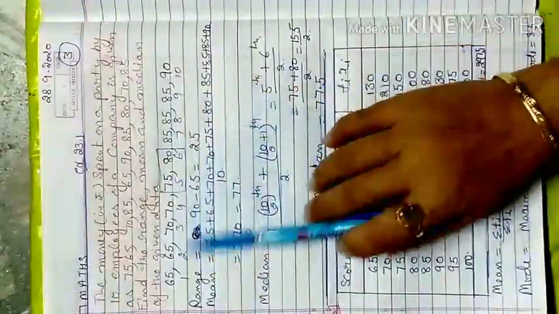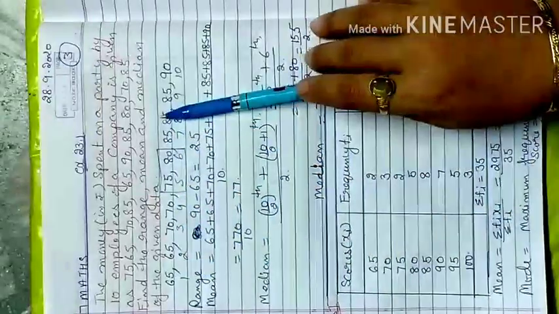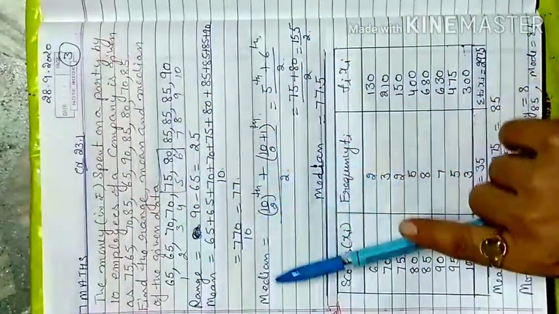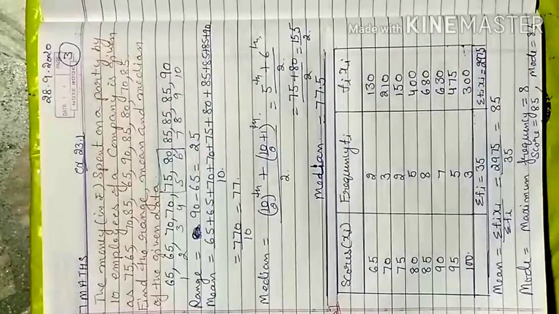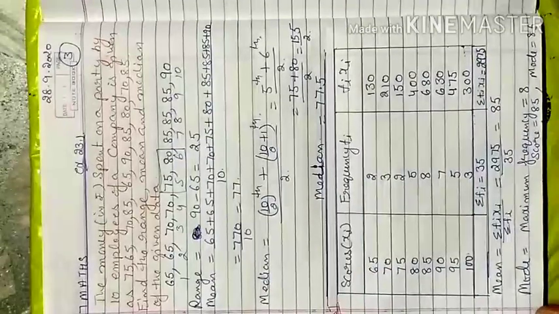So what does it show? That all the numbers are around 77 and the median is 77.5, because whatever money they are spending, it is around 77 for each and every person.